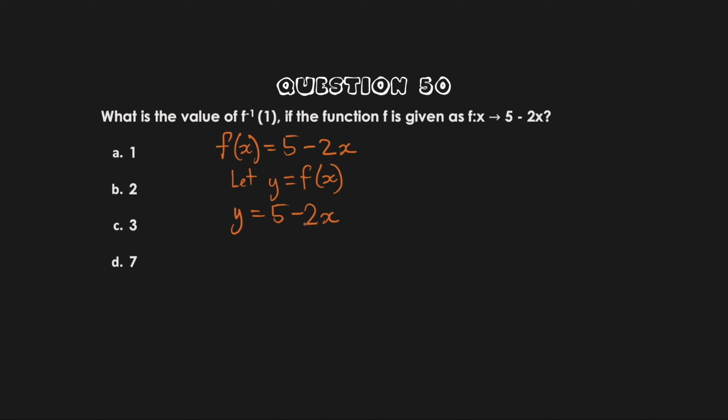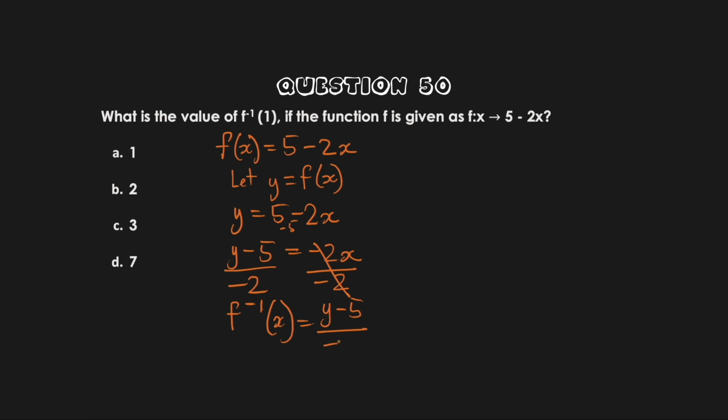So we're trying to reverse the process to find out what would be the inverse of this function. So for the inverse of this function, we need to make x the subject of the formula. So in that case, we would get rid of the 5 first, subtracting 5 from both sides. So we'll have y minus 5 is equal to minus 2x. Now how do we get x by itself? We divide both sides by minus 2. So now we can say that the inverse is equal to y minus 5 over negative 2, which is the same as us writing it like this, x minus 5 over negative 2. Just replacing back this y with the input x now.